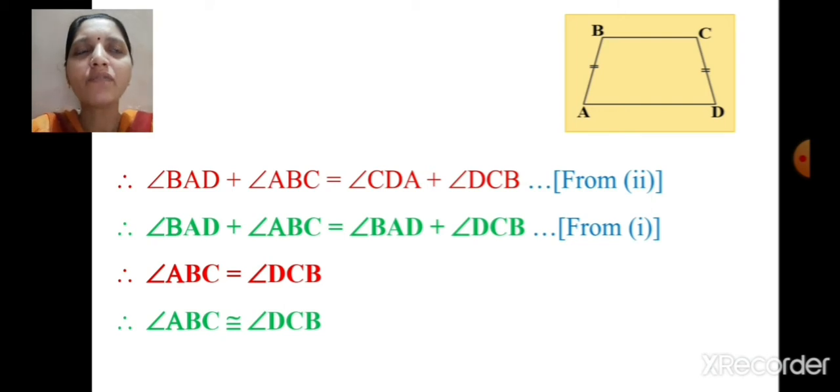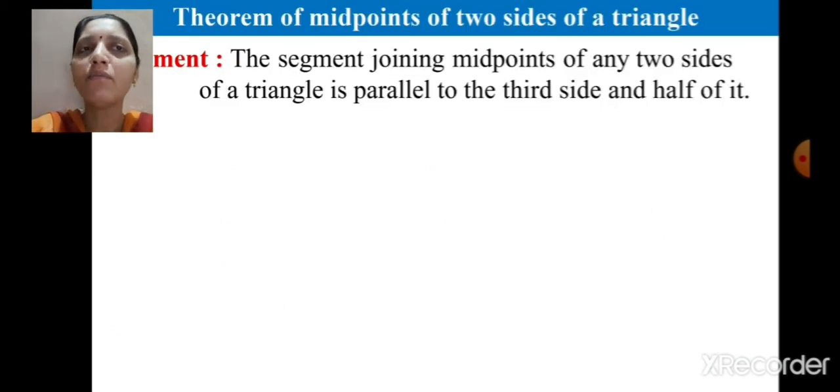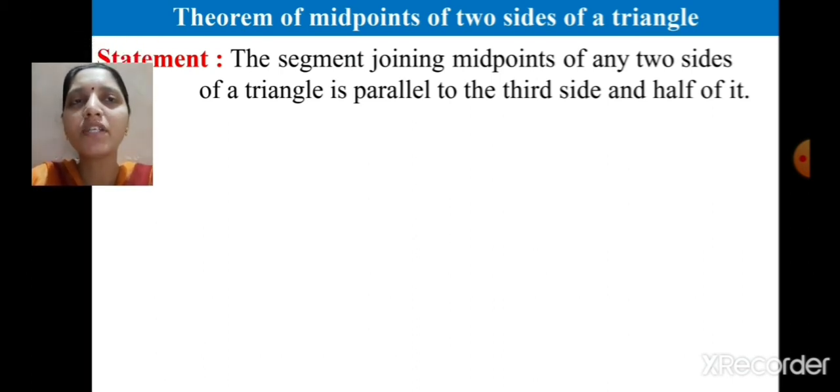I hope you have understood this sum. Now after this we are going to learn the theorem of midpoints of two sides of a triangle. This theorem is also known as the midpoint theorem. So what is the statement for this theorem? The segment joining midpoints of any two sides of a triangle is parallel to the third side and half of it. So this theorem has two parts.